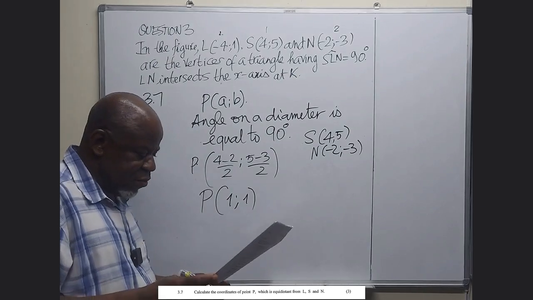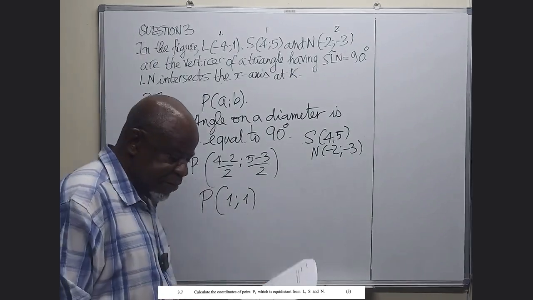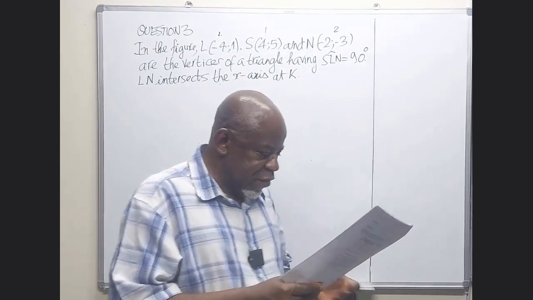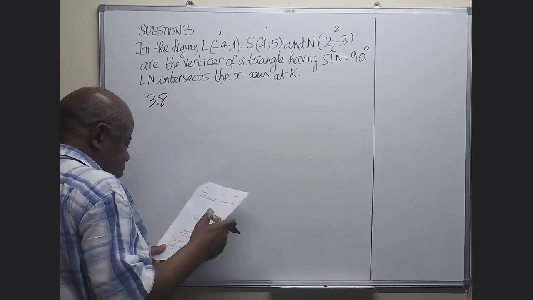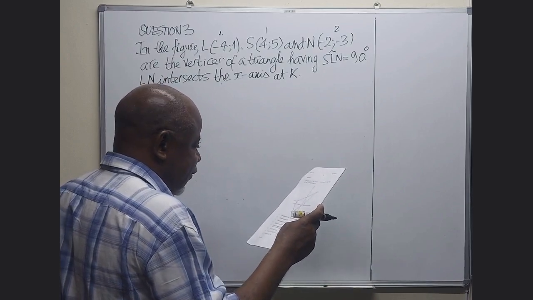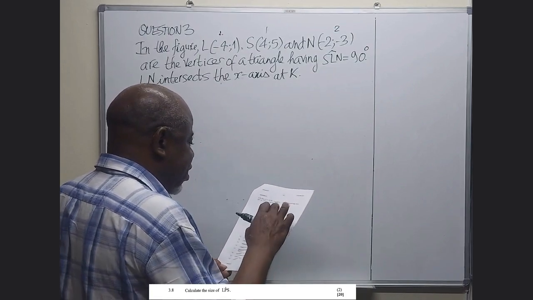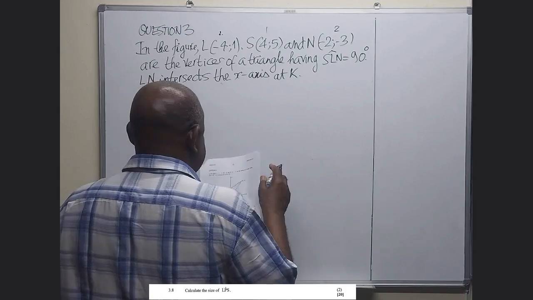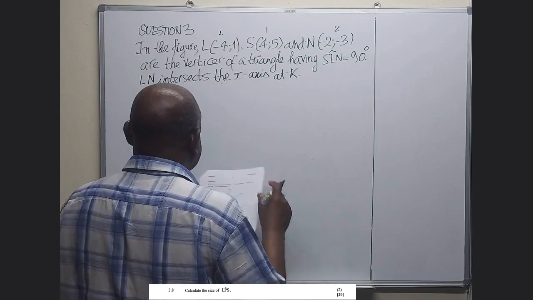We're going to clean the board and go to the next question. And that question is going to be practically the last one for question 3. The last question for question 3 is 3.8. The question is, calculate the size of LPS. So remember, we got that P is the middle of SN when we watch our triangle on the figure. So I'm going to represent them like this. They want us to get the size of angle LPS.